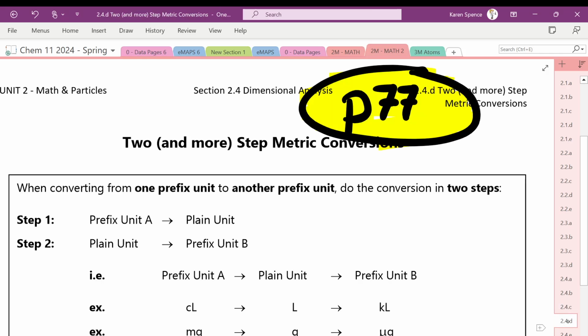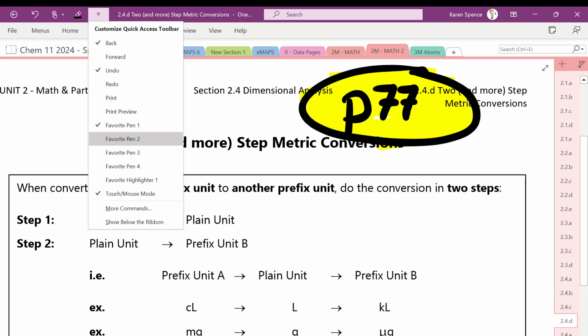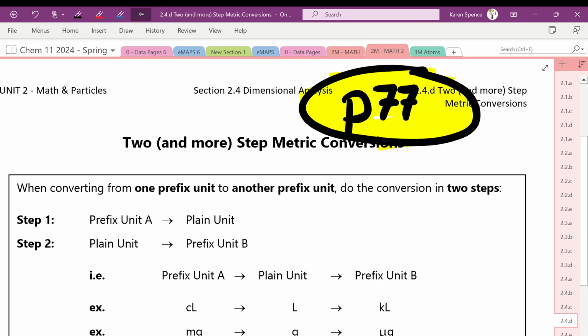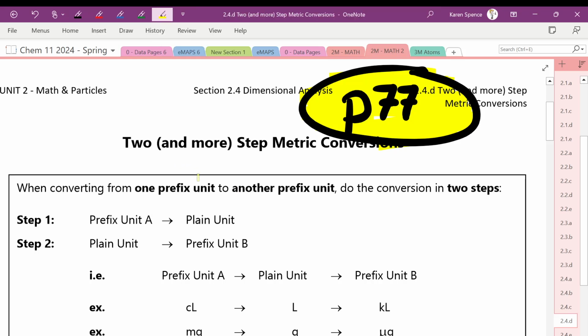Now, today we are looking at metric conversions. Yesterday we did 1-step metric conversions. Today we're going to do 2 and more step metric conversions. Because you've already done 1-step conversions, these shouldn't be too bad. The main thing to remember is that the power of 10 goes with the prefix unit.